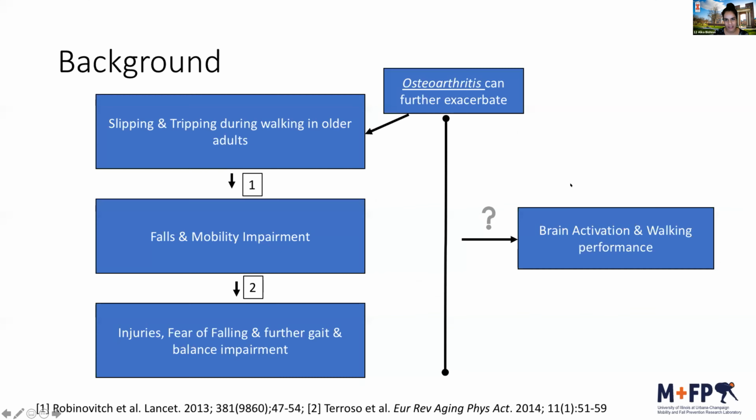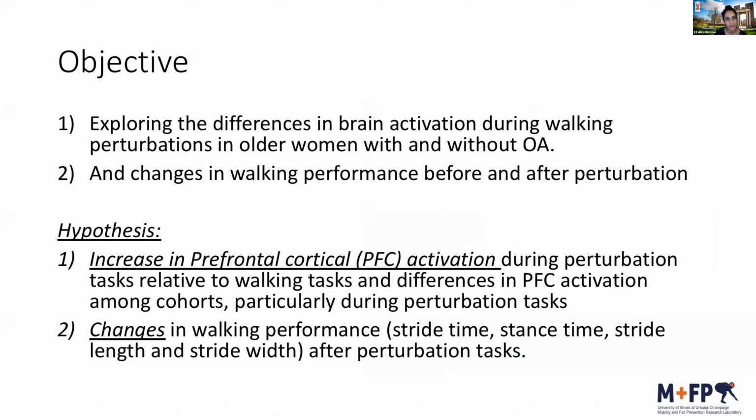So why this study? What is the motivation behind the study? Perturbations such as slipping and tripping, which happen during walking in older adults, can lead to falls and mobility impairment, which further can lead to fall injuries, fear of falling, and gait and balance impairment in these adults. But since we know that older adults face these kinds of issues, can osteoarthritis further exacerbate these conditions, or does it cause more impairment in these adults? We also wanted to see if these conditions have an effect on brain activation and walking performance of these adults.